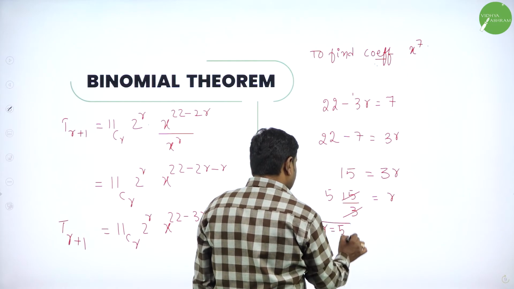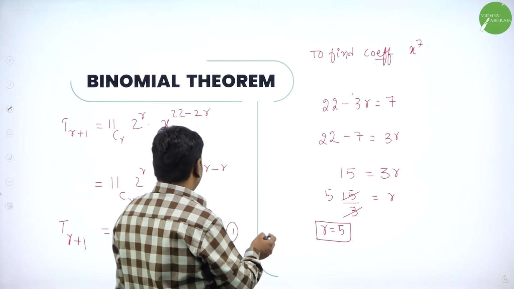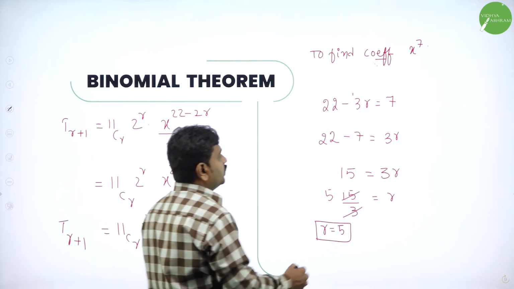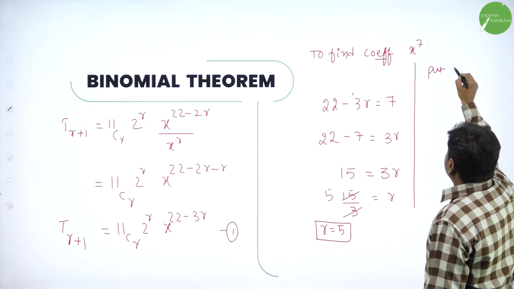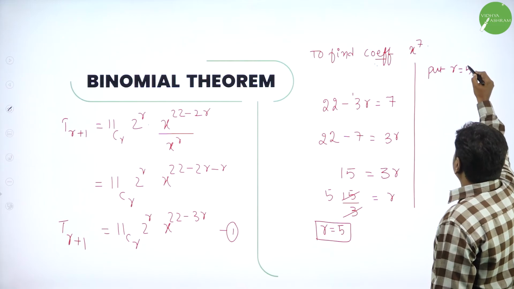So after you get r, they want the coefficient. So put the r value in equation 1. r is equal to 5 in equation 1.